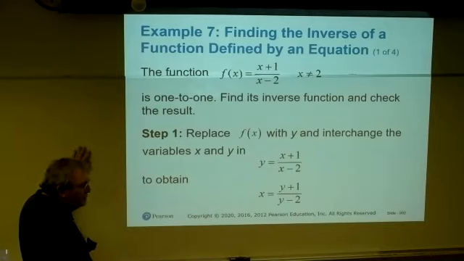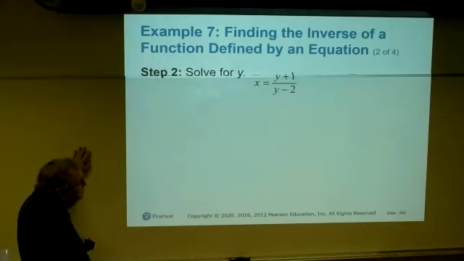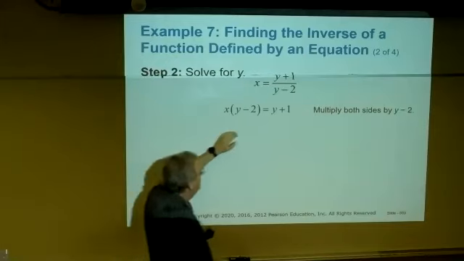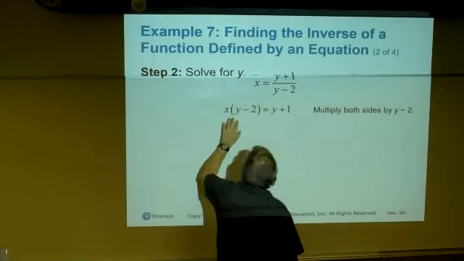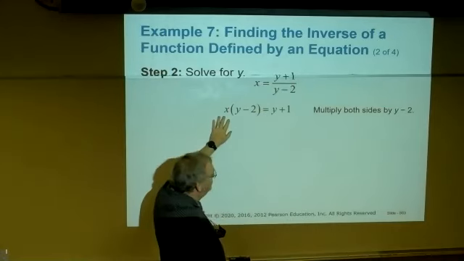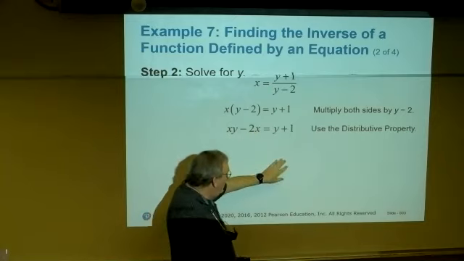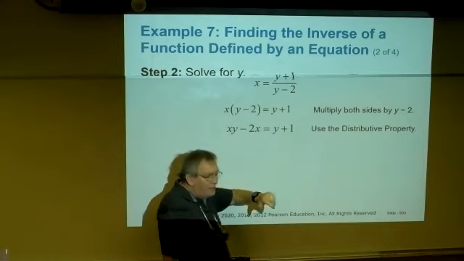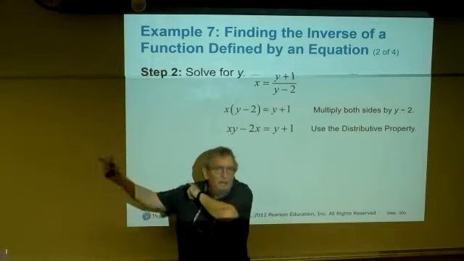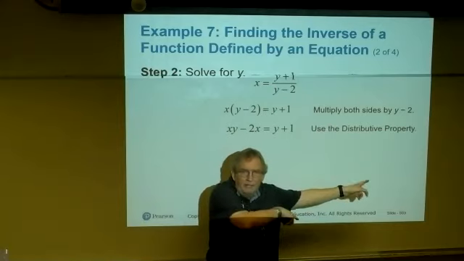We have two y's in this equation. Well, that's going to be easy to deal with. First thing we need to do is to multiply both sides by y minus 2. So this denominator disappears. And then we do the distributive property to get xy minus 2x. And now, whenever I'm trying to solve for a variable, I want that variable on one side and everything else on the other.